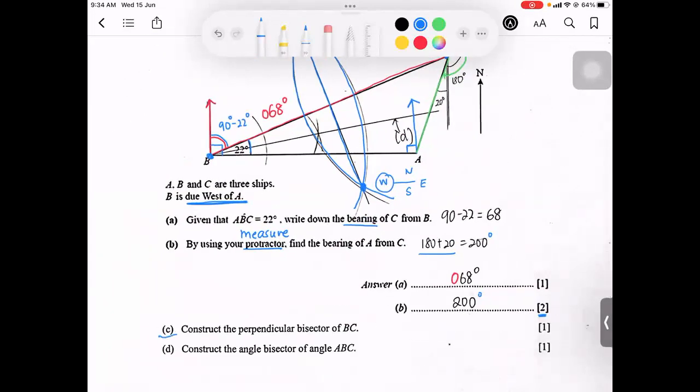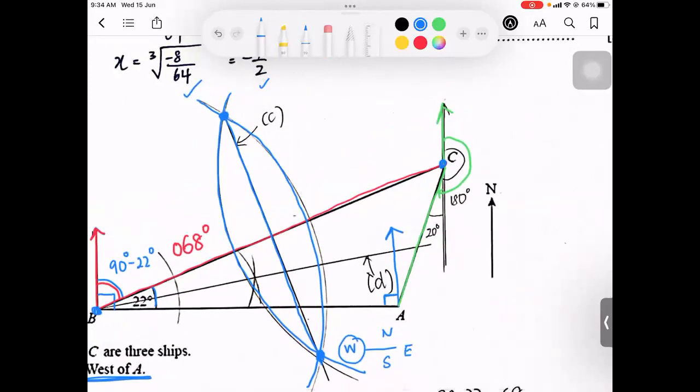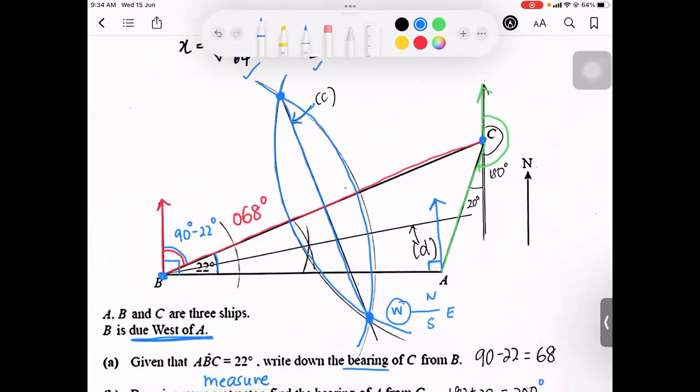Part C, label your answer. Sometimes you do wrongly, maybe you do 1 of 2 wrongly, but you never label which one is the answer, then the teacher finds it very difficult to give you the marks. So please label your answers. And do not be so stingy. Don't draw such a small line. Draw as long as possible, because sometimes the construction may need you to look for a point of intersection and stuff like that. So remember to extend your line a little bit longer.